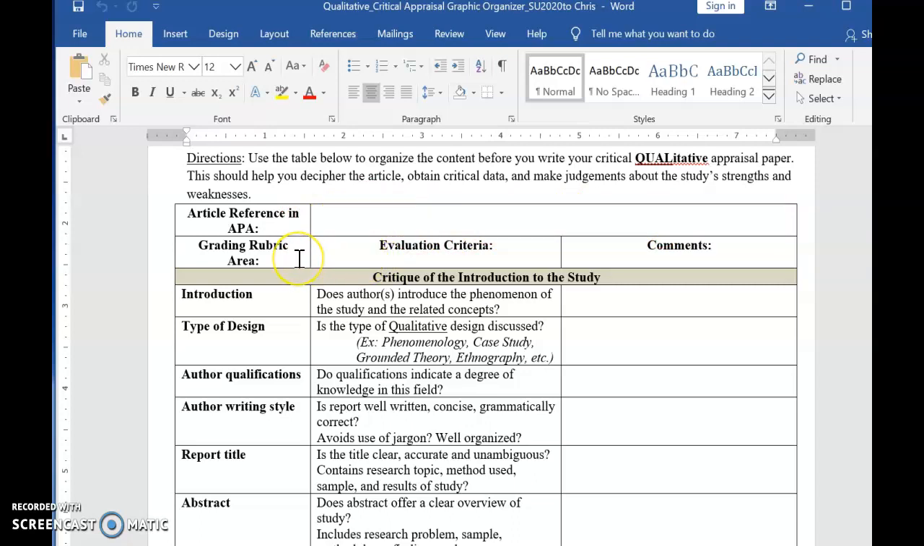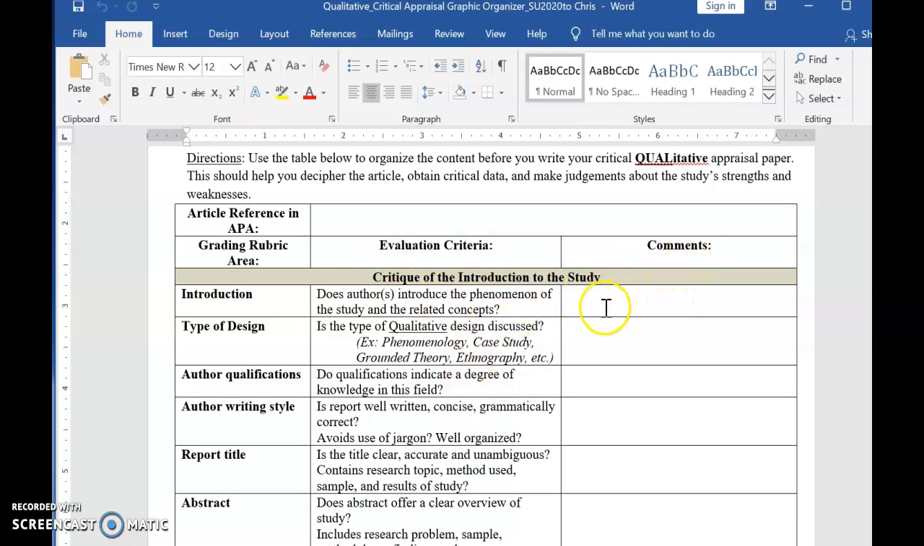Next you're going to see that we have different areas of the paper that are listed here as the grading rubric area. Every part of the paper is going to have some sort of an introduction, a type of design. In this introduction piece of the paper, these are the aspects we want to see that you write about in the paper. And this is a yes-no checklist. So we have evaluation criteria in this column, and in the third column we have your comments.